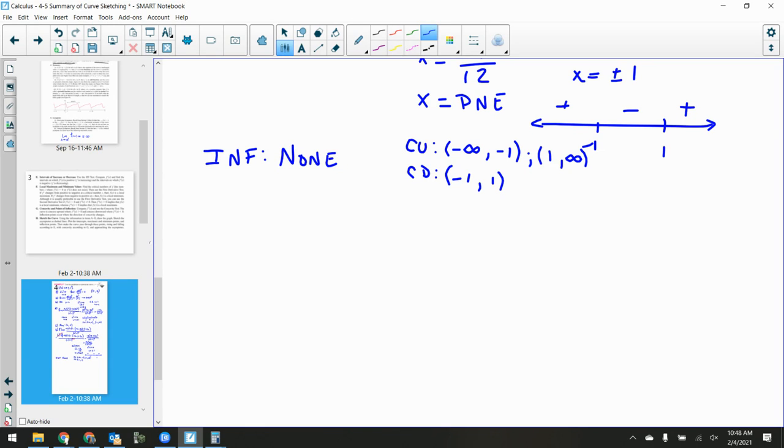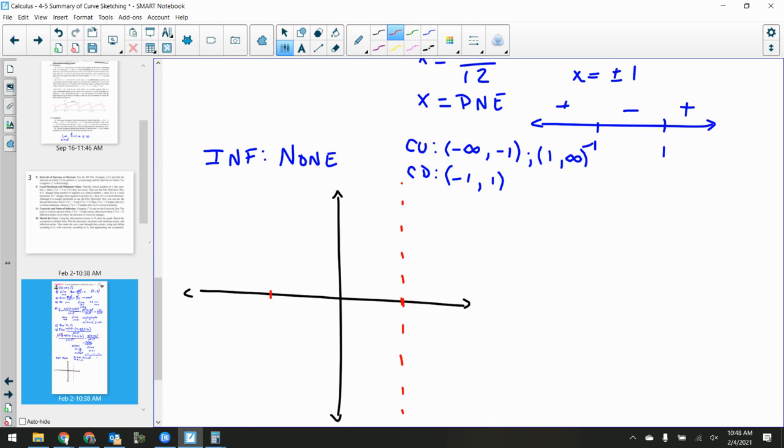So let's graph those vertical asymptotes. That's where I would honestly start. Let's put in our boundaries. Here's 1, here's -1. Put in 2, just for simple reference. Okay, what do we know about everything to the left of -1?